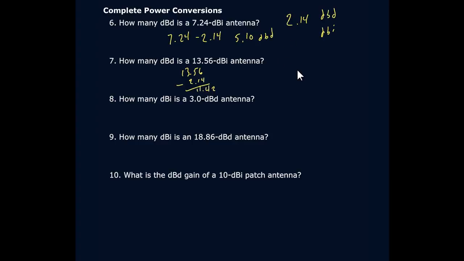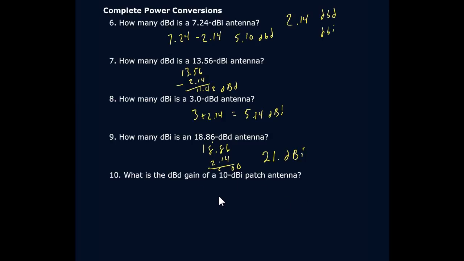Ooh, other way around. How about how many dBi is a 3 dBd antenna? So we're going to dB increment. We're adding. So I've got 3 dBd plus 2.14, which gives me 5.14 dBi. All right, so we're working our way across here. How many dBi for an 18.86 dBd antenna? Okay, this is not hard. 18.86 plus 2.14 is going to be 21 dBi.